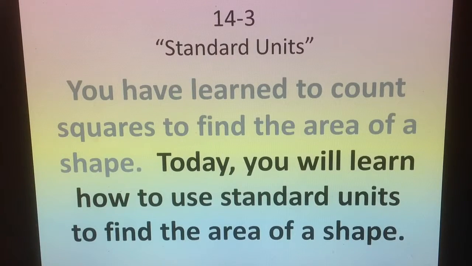Hello. Today's lesson is 14-3 and it's called Standard Units. You have learned to count squares to find the area of a shape. Today you'll learn how to use standard units to find the area of a shape.